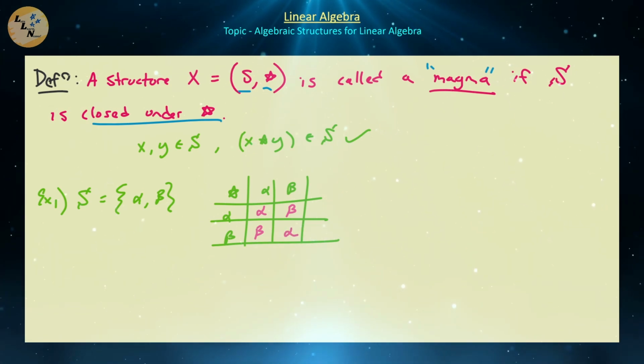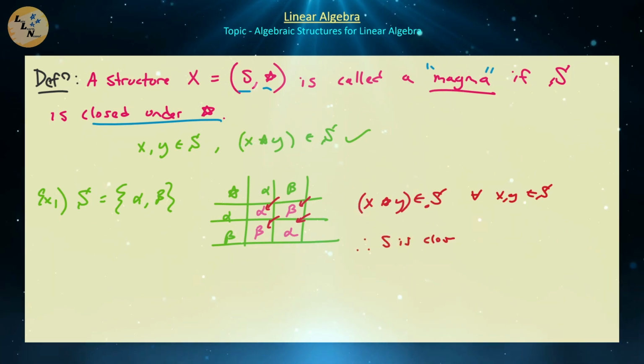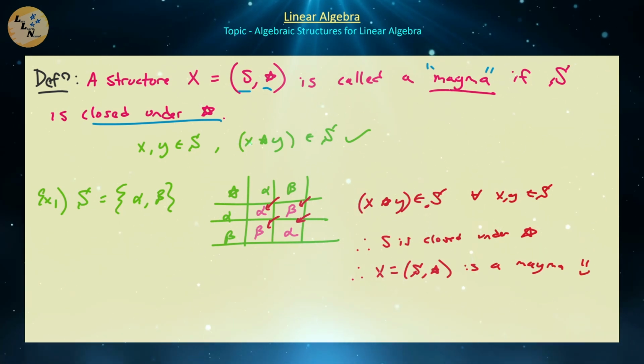Notice that regardless of the elements that we choose in the set alpha and beta, every element within this table belongs to that set S. So therefore x star y is going to be an element of S for every x, y that you could choose in this set. And we can clearly see that from this multiplication table. If that's the case, that means S is closed under this operation star that we have defined. That means the structure S coupled with star is what we call a magma. So there is our first structure and an example of it.